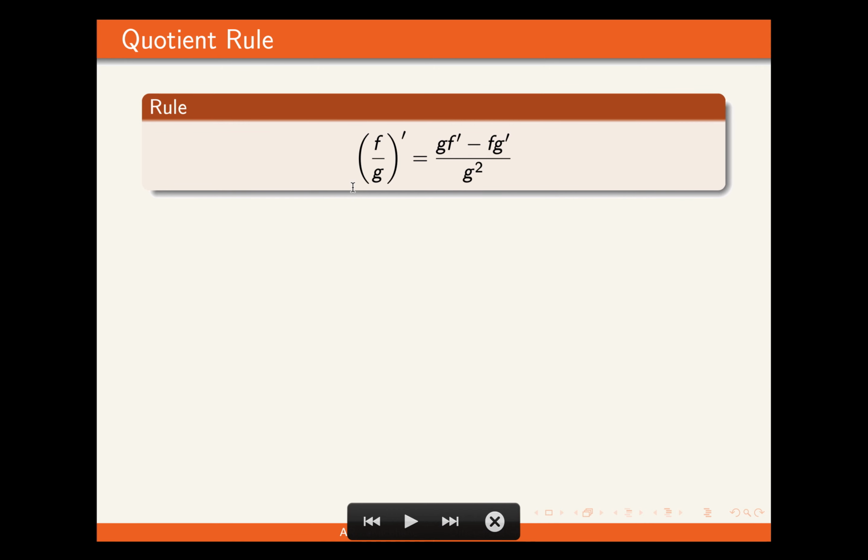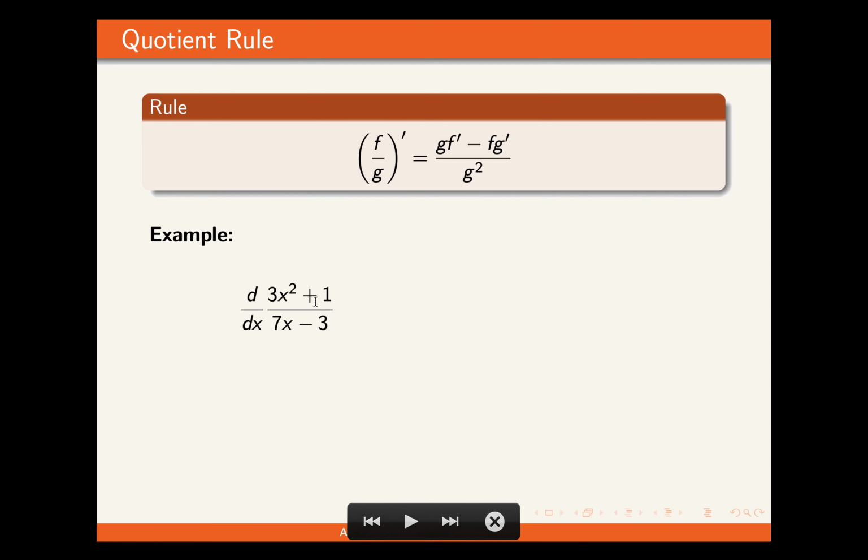Now let's learn about the quotient rule. Let's assume we have a quotient function which is represented by f over g, and our goal is to find the derivative of this quotient function. The derivative is obtained by this rule: write down the function of the bottom as it is times the derivative of the top, minus the top function as it is multiplied by the derivative of the bottom function, and everything divided by the square of the bottom function. Let's try to see an example.